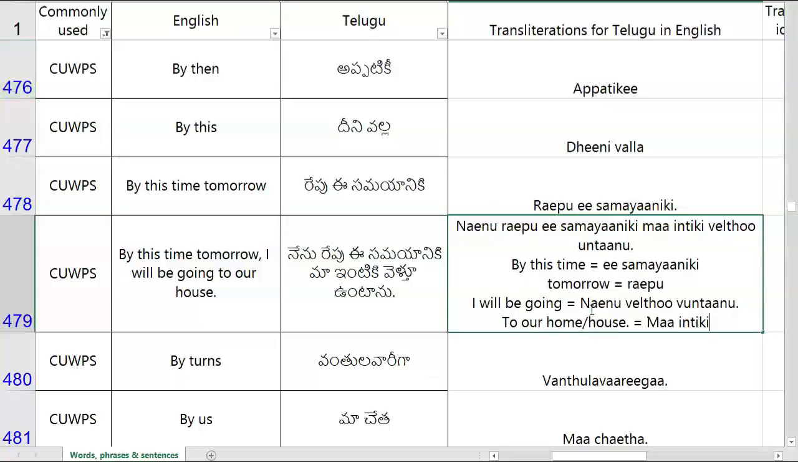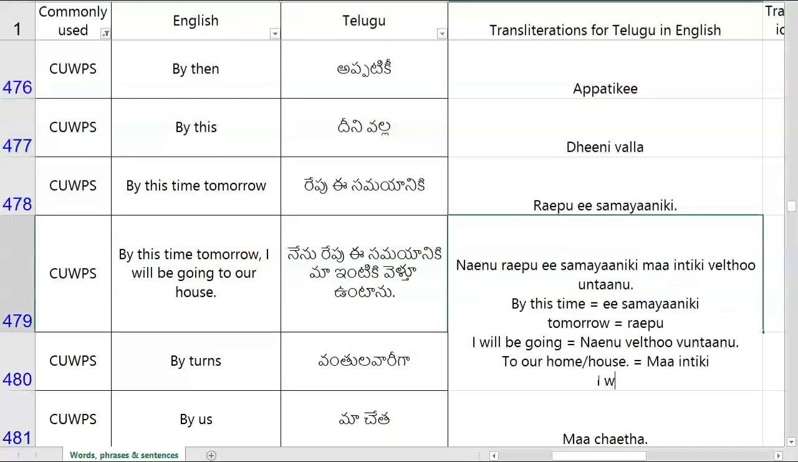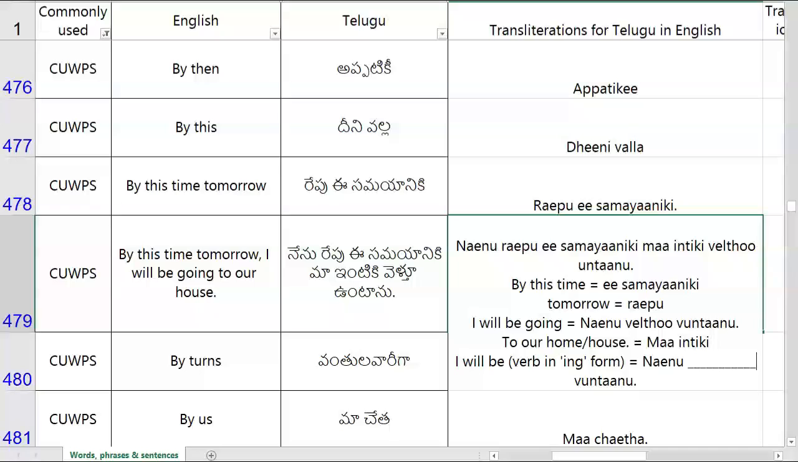Okay. So while practicing, what you can do is, this is a very important phrase. I will be going. So while practicing, you replace this verb with any other verb in ing form. నేను ... ఉంటాను. So here you need to write the meaning of the verb in ing form. For example, I will be reading means నేను చదువుతూ ఉంటాను.